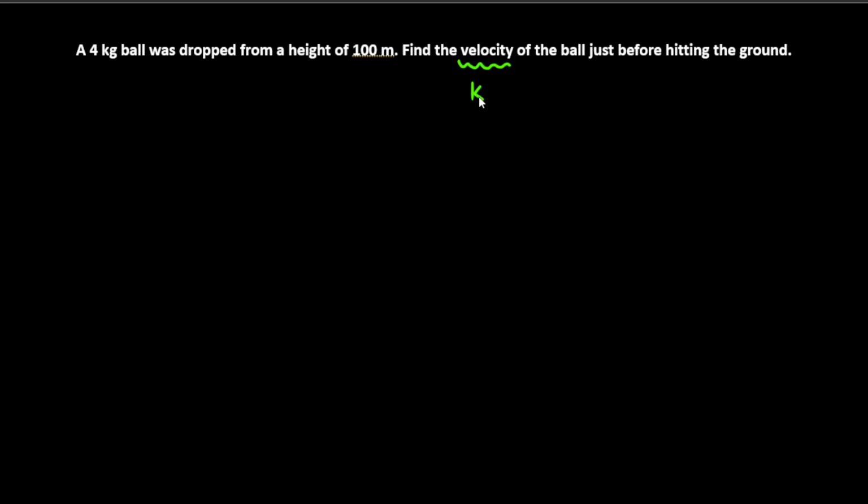We know the velocity can be found from kinetic energy, which is half mv squared. But then we don't know the kinetic energy. But by conservation of energy, we know that potential energy at the top is equal to kinetic energy at the bottom. Because why? Let's say this is the ground, right? So the ball will be 100 meters above the ground.